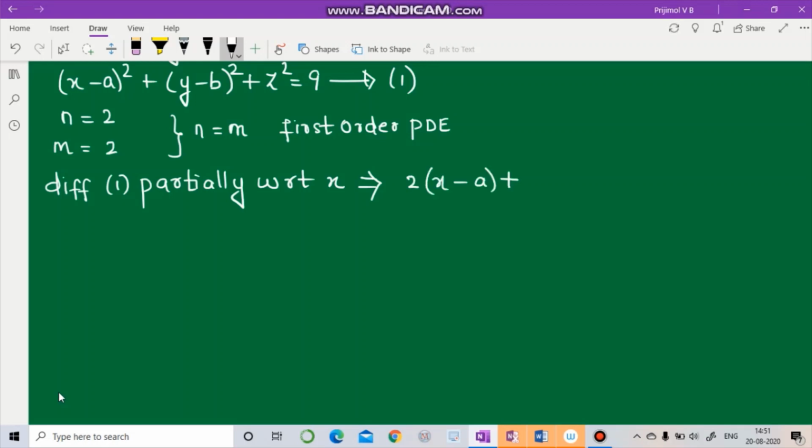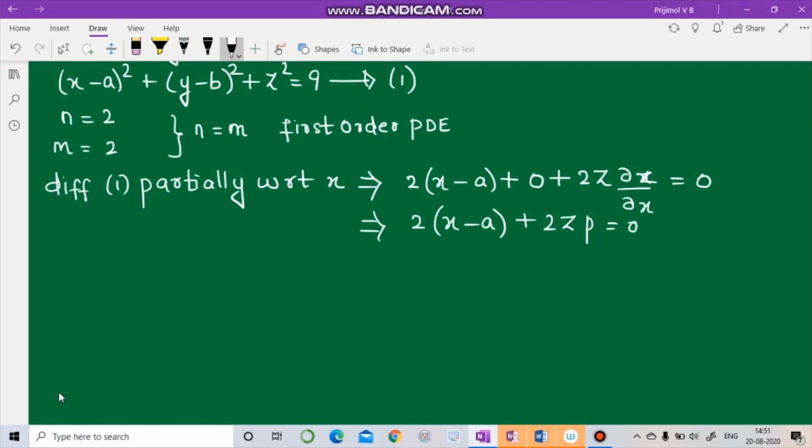plus, what is the derivative of the second term? y is constant, b is constant, so 0, plus what is the derivative of z square? It is 2z into dou z by dou x. So the derivative of 9 is 0. So in short, you can write it as 2 into x minus a plus 2z into, what is dou z by dou x? It is p. So bring the terms and then simplify.